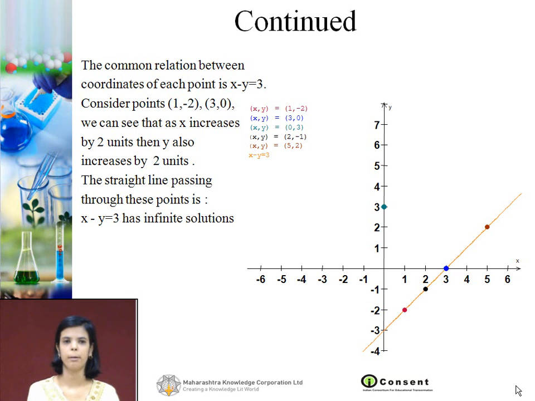We can see that as x coordinate increases by 2 units, at the same time y coordinate increases by 2 units. The straight line passing through these points is shown in the figure. Therefore, x minus y is equal to 3 has infinite solutions.